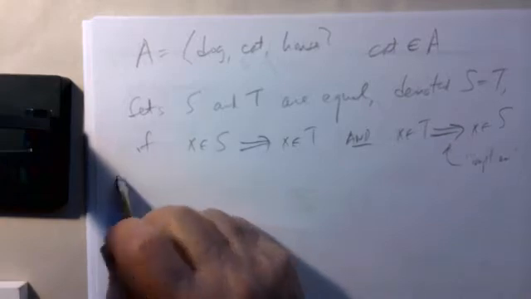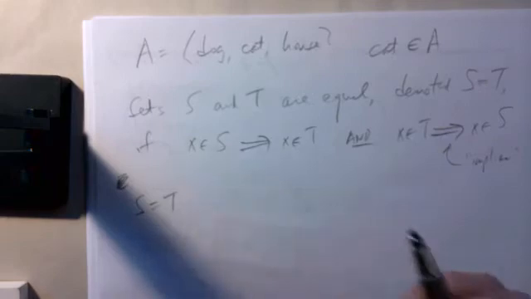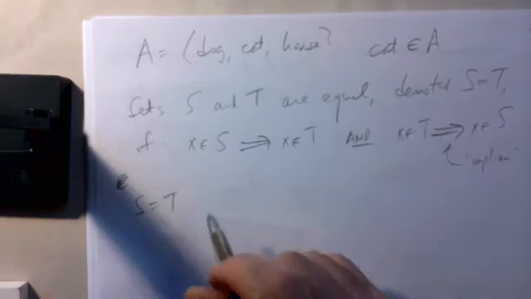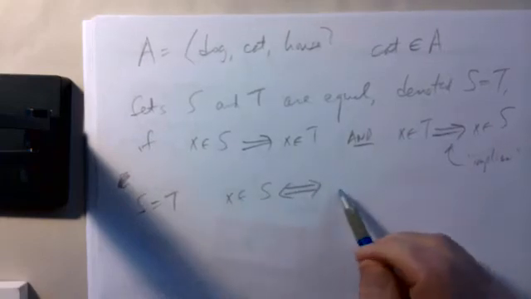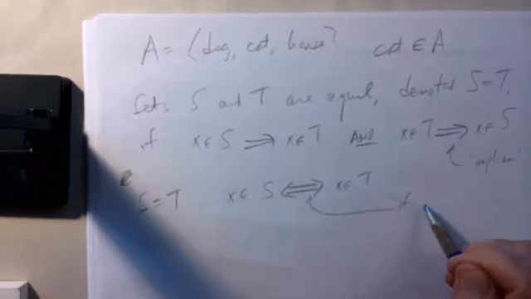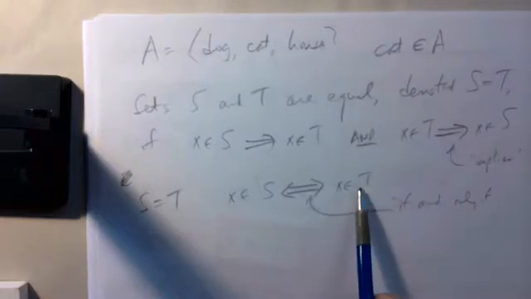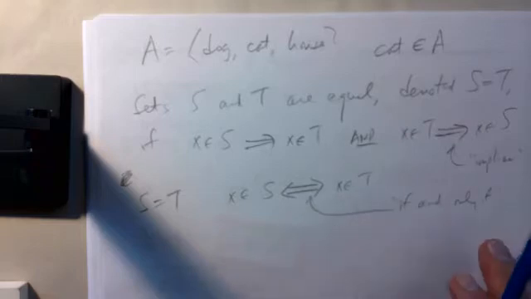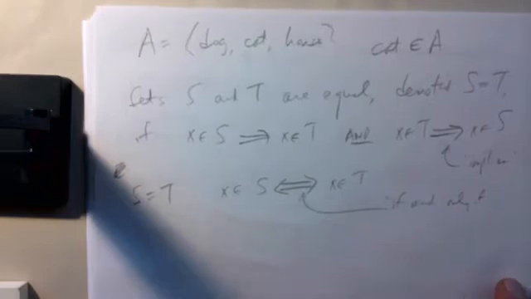Another way of saying this is S equals T if the following condition is satisfied: X is in S, and then I write this double-headed arrow, X in T, and this means if and only if. That means if X is in S, then X is in T, and if X is in T, then X is in S. So this is some notation that's basically today is just a lecture on notation about sets.